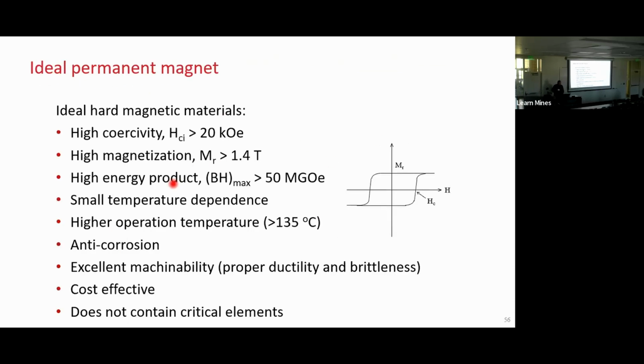So here is a summary of what is ideal for a magnet. We want your coercivity to be higher than 20 kilo-oersted. We want your magnetization to be 1.4 and higher. We want your energy product to be 50 or higher. We want your temperature to be 135 or higher. I don't want you to react with oxygen or water. I want you to be machinable, ductile, don't break on me. I want you to be cheap, and I want all the material in you easily available. So this is a wish list.